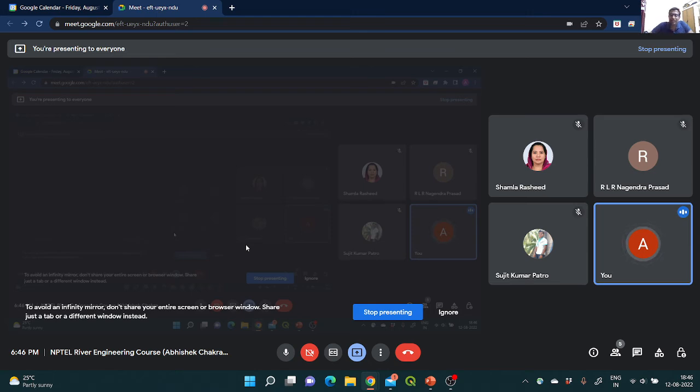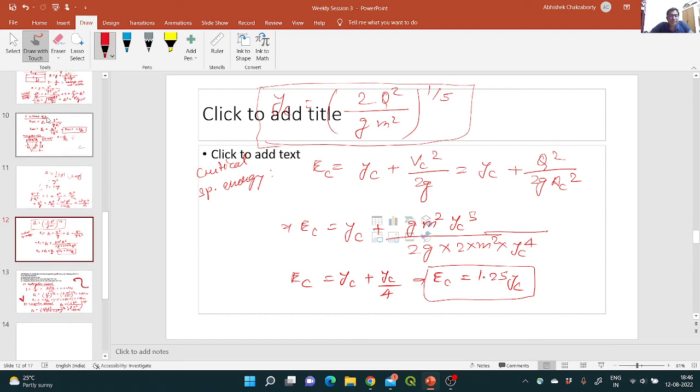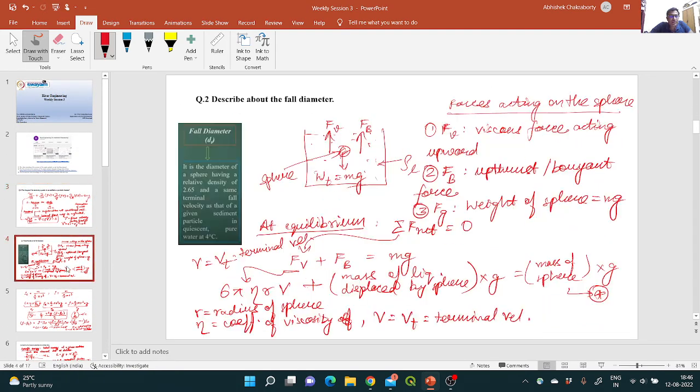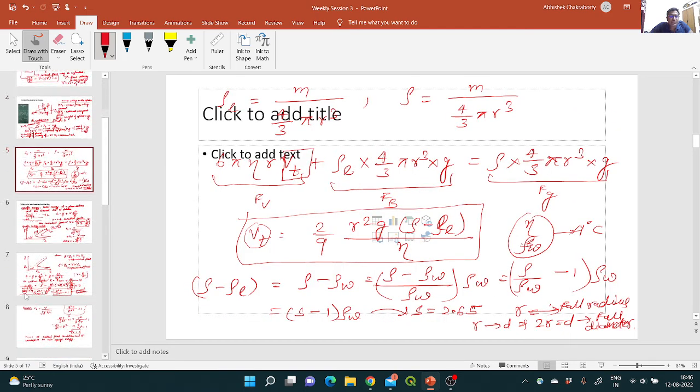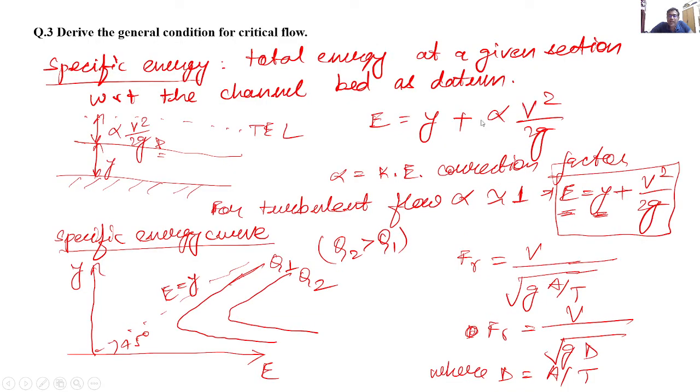Kinetic energy correction factor is nothing but the alpha. So you can do it very similarly by the first principles. You take the specific energy and just take alpha equal to 1. So E will be y plus alpha, whatever is given in the question. So E equal to y plus alpha times v squared by 2g. So that is how you will find the specific energy and then proceed to get the solutions.